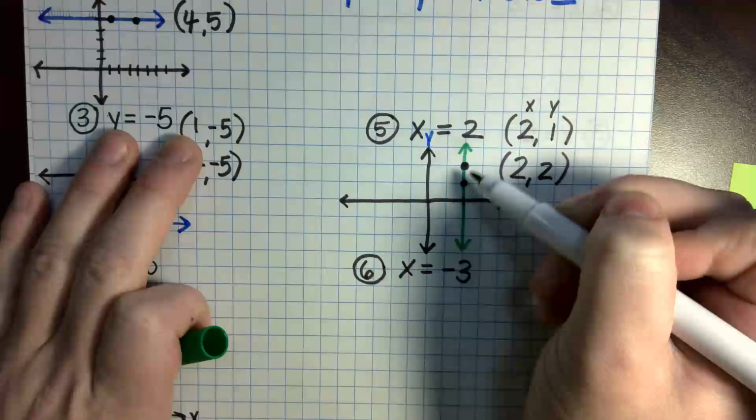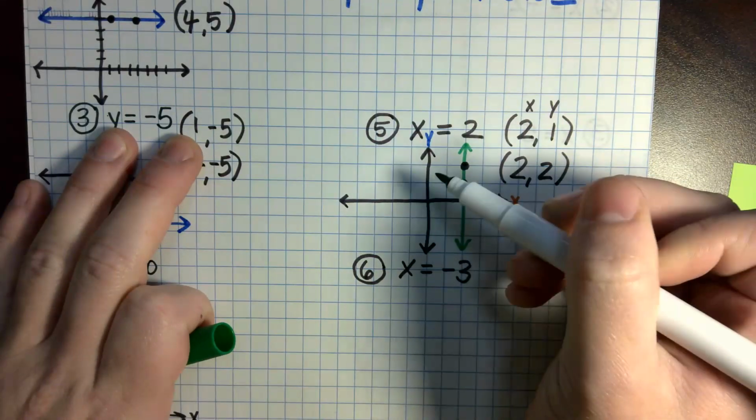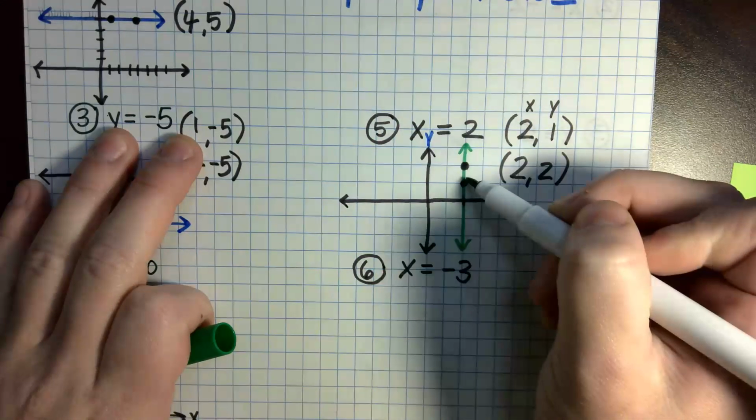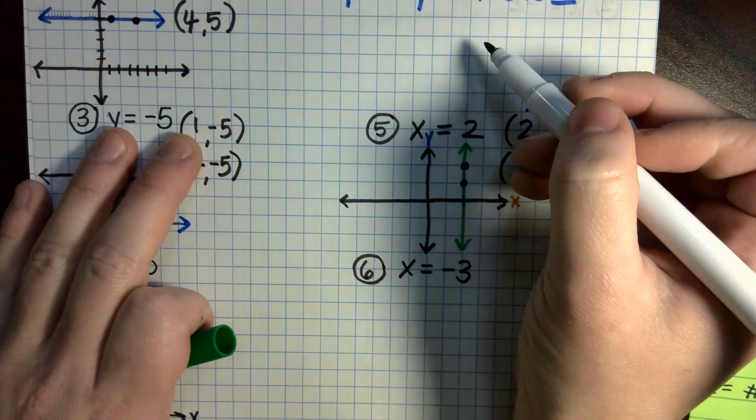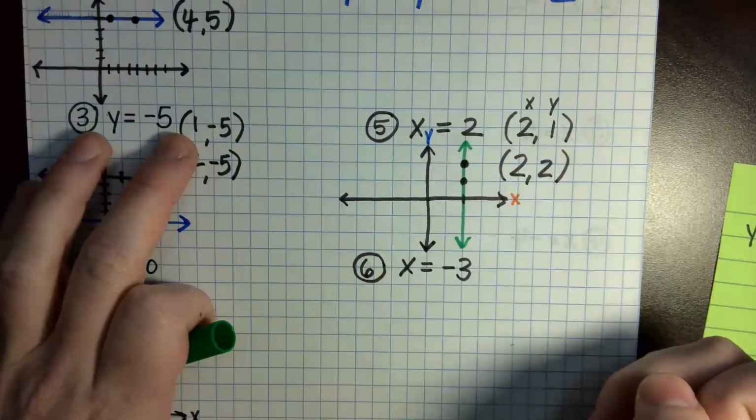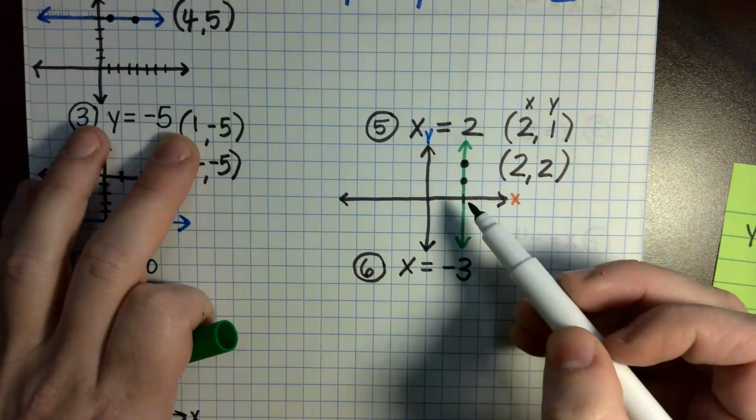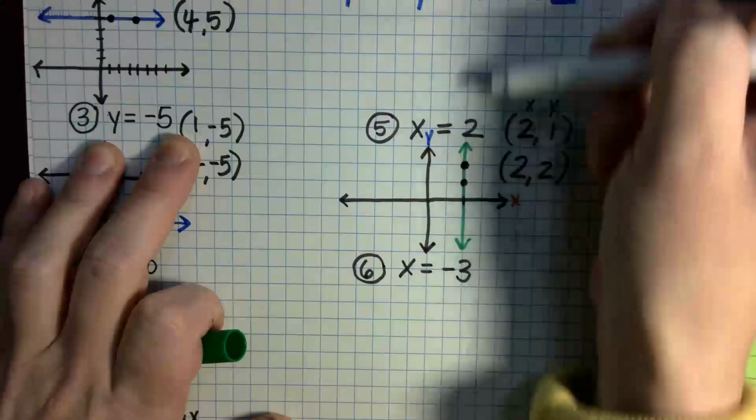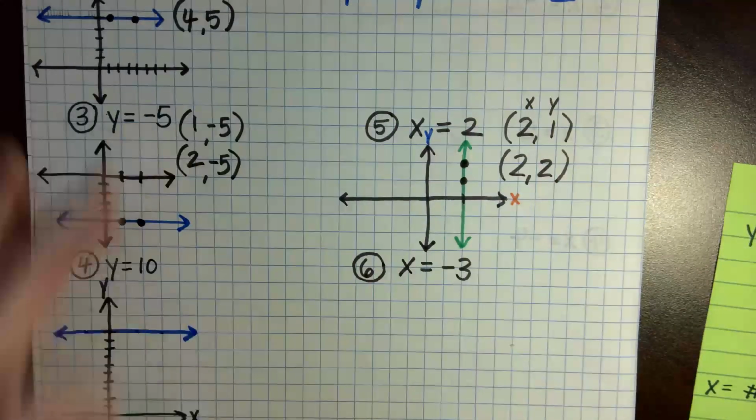Because no matter what my height is, my y value, doesn't matter if it's positive 2 million or negative whatever. My x is always 2. So it's going to be a straight up and down line that goes on forever.